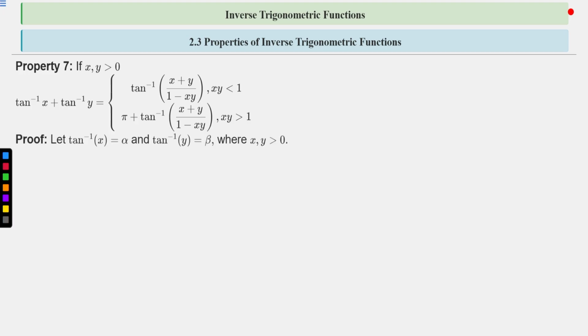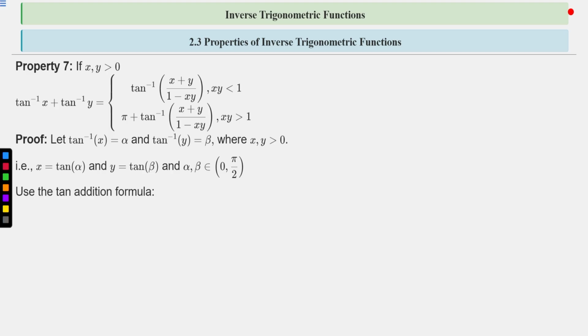Let us prove this result also. So let us assume tan inverse x is equal to alpha and tan inverse y is equal to beta, where x and y are greater than 0. That is, x is equal to tan alpha and y is equal to tan beta, and alpha, beta will belong to 0 to pi by 2. Got it?